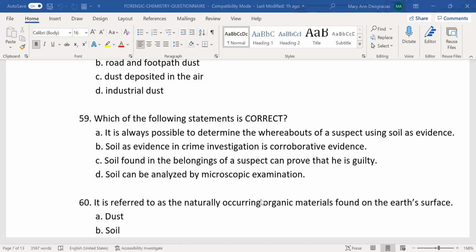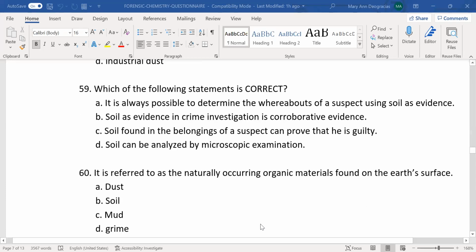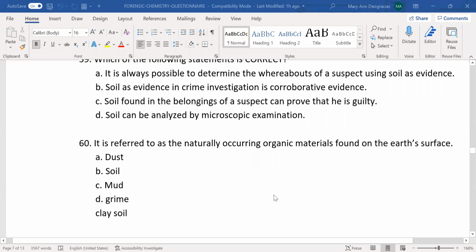Number 60. It is referred to as the naturally occurring organic materials found on the, okay, so A, dust, B, soil, C, mud, D, grime. So, ano na yan, general, ano na yan, soil. Kasi dust is a form of a soil or a part of soil. Mud, a form of soil. Grime, ano din yan, dumi din yan. Ano yung grime? It's, libag ang grime, clay soil. Okay, specific yung soil. Generalized na siya. Covered na lahat siya.